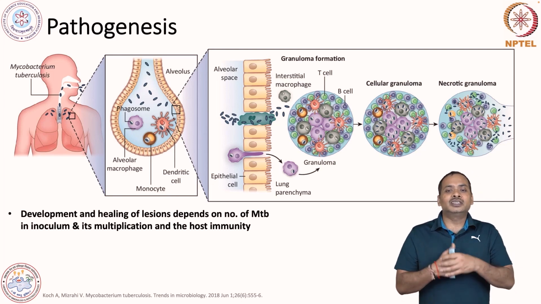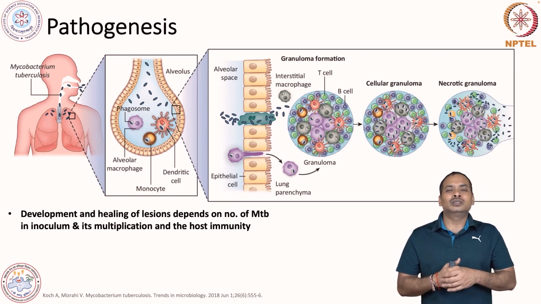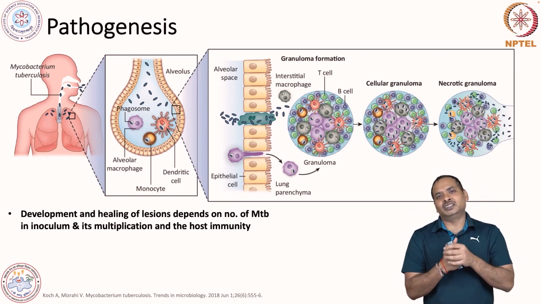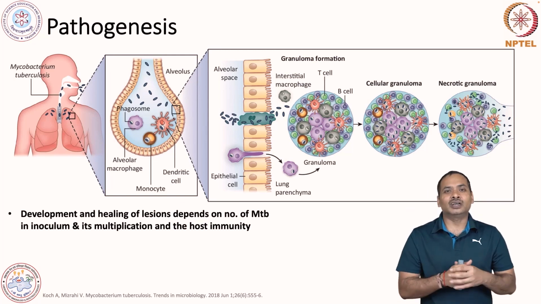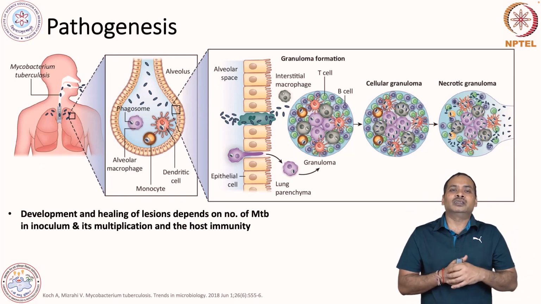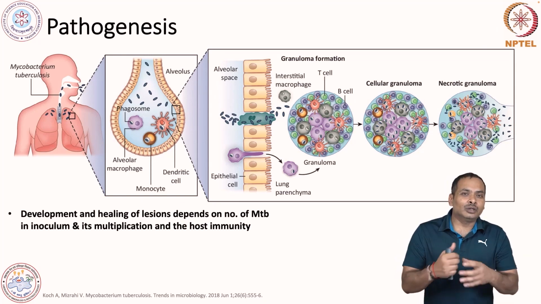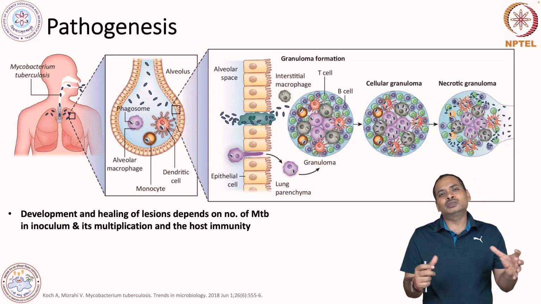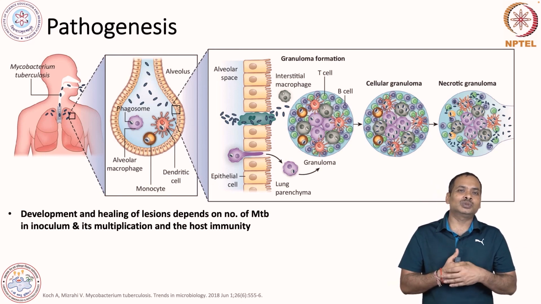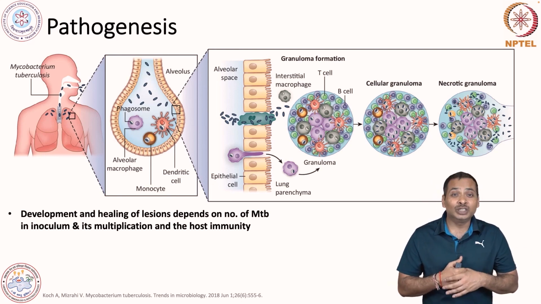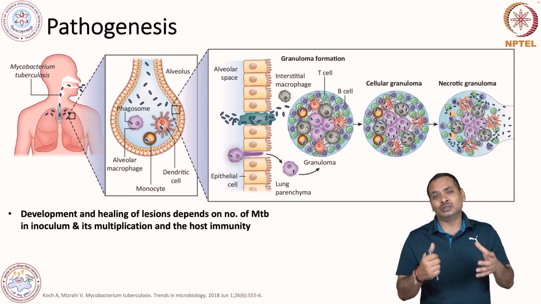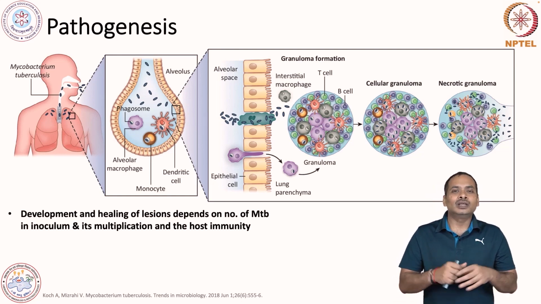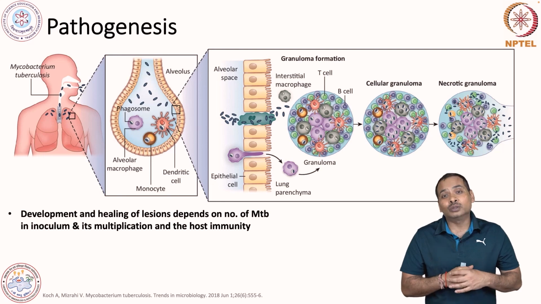There will be T cells, there are B cells, and they try to contain this infection in one place, rather than allowing it to spread. So in the granuloma, macrophages sometimes fuse together, several macrophages fuse, and then they make multinucleated macrophages. Multinucleated cells are formed, and that contain mycobacteria.